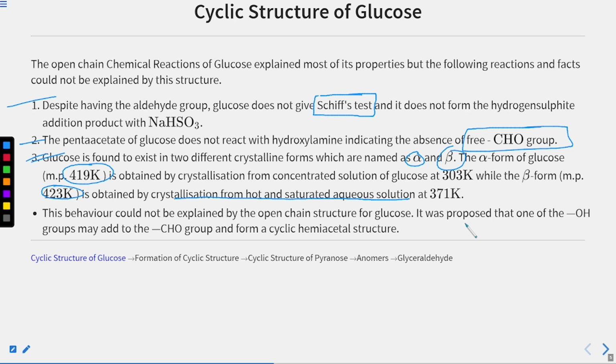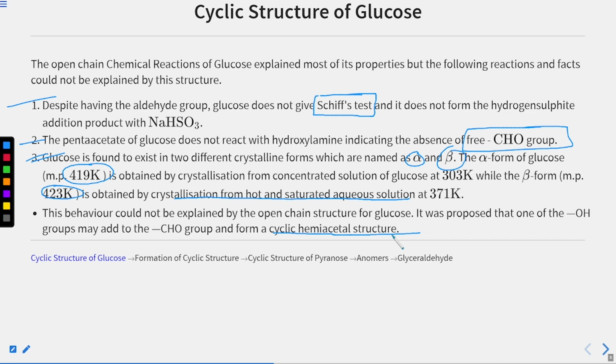Now, all these evidences suggested that our glucose is not existing in the form of simple chain length, or you can say open chain. So for that, we have proposed a new cyclic structure, and it was termed as cyclic hemiacetal structure. And what was the proposition? How was the cyclic group formed?